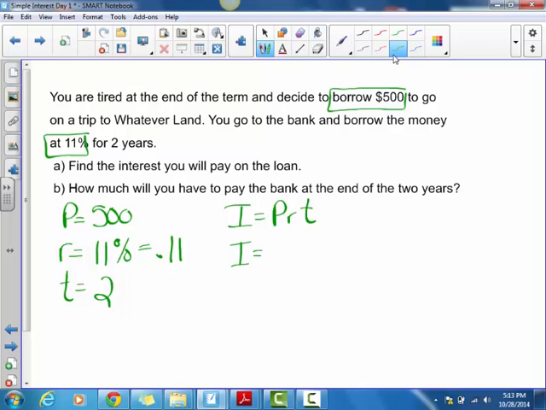So the interest equals P times R times T. So I have I equals 500 times 0.11 times 2. So I equals $110.